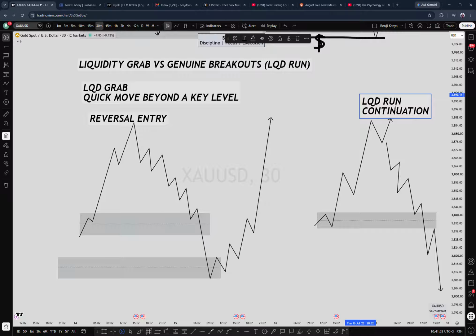All right, liquidity grab, the market grabs. It's a strong momentum to the downside for a bullish market. The market takes out your key level of interest and then reverses back. But a liquidity run or genuine breakout is where the market breaks out from this level. No clean confirmations. The market goes all the way lower. Okay, so you need to understand these key concepts.